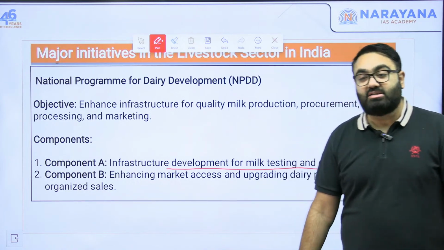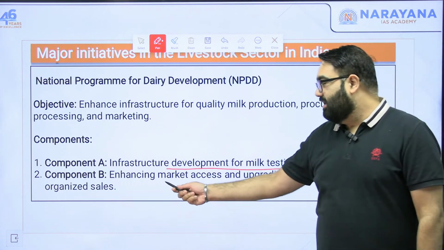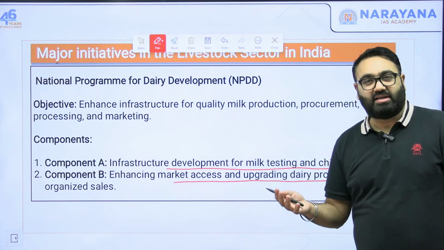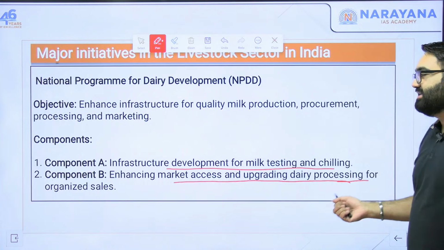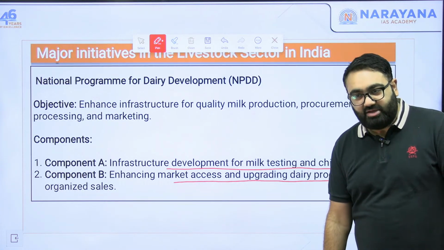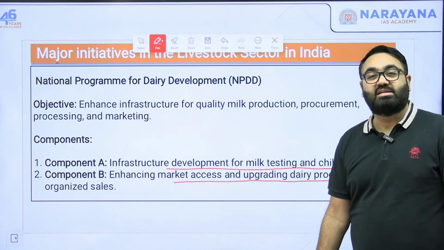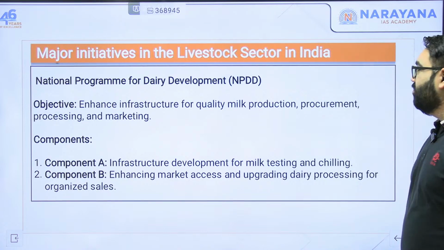The second component, component B of the National Program for Dairy Development, is enhancing market access so that milk can be sold more easily in the market, and upgrading dairy processing for organized sales, to make sure that dairies can get their hands on high quality milk in an easier manner, and it can get into the market at a good pace.